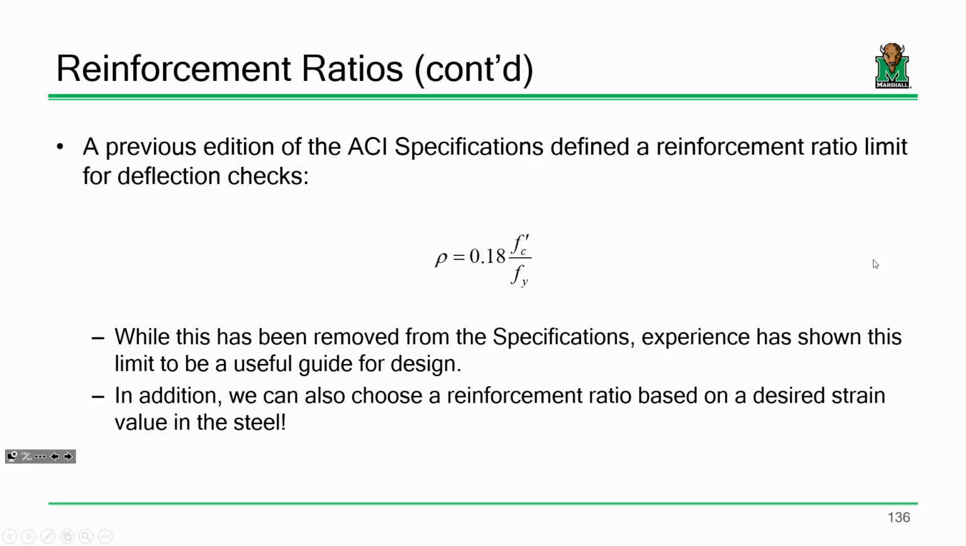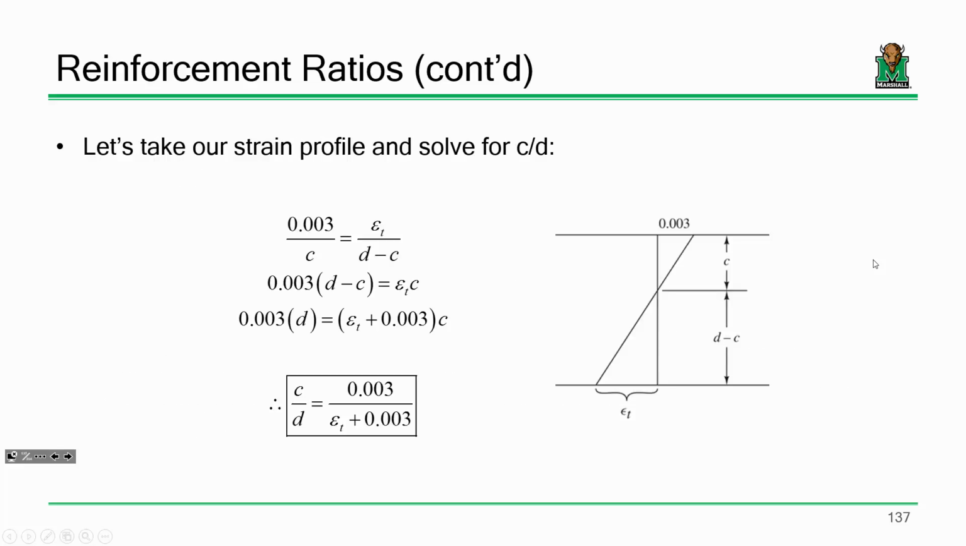Now you can also select a reinforcement ratio such that you achieve a target strain value in the steel. Like you say, okay, I want the steel to yield, what's the required reinforcement? Or I want the steel to reach a strain of 0.005, what's the target reinforcement, and what have you. And you can do that as well. I'll show you how you do that.